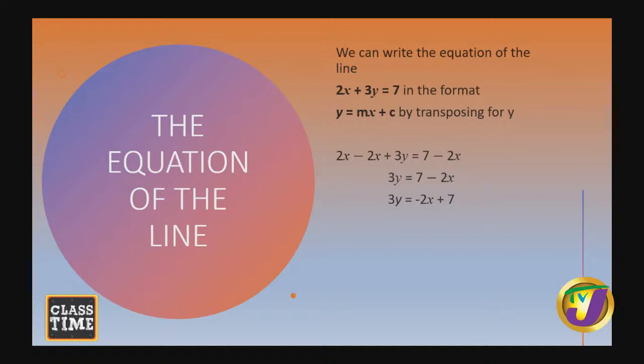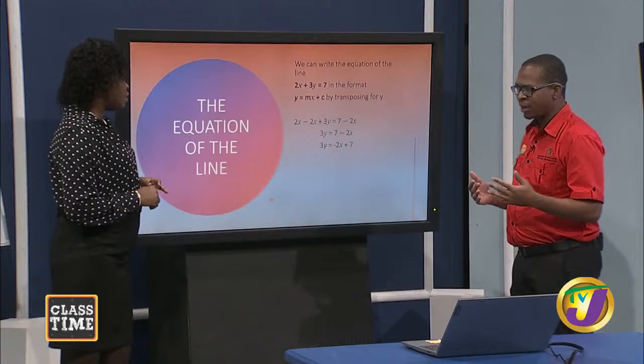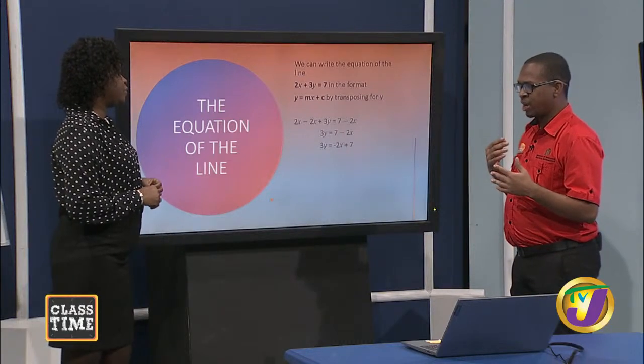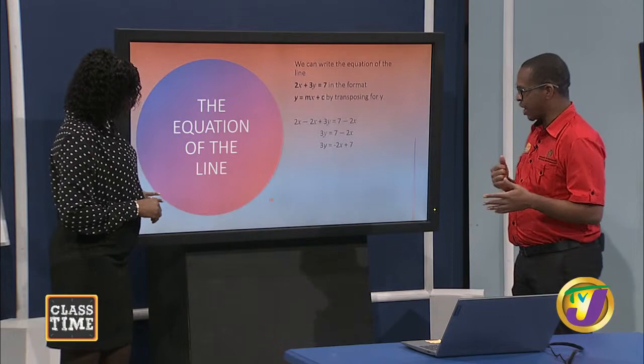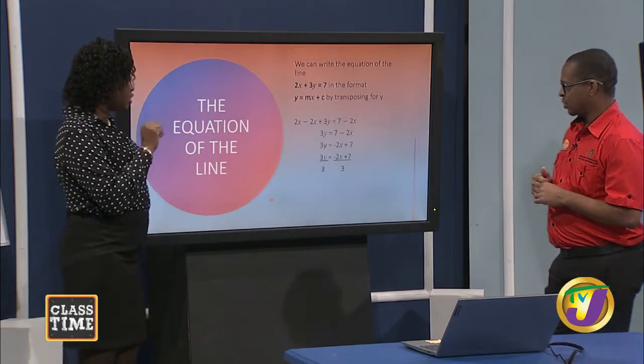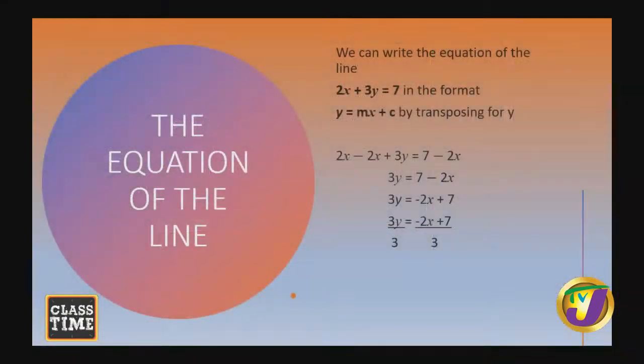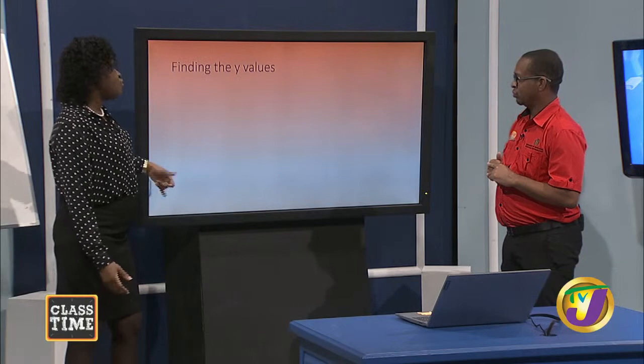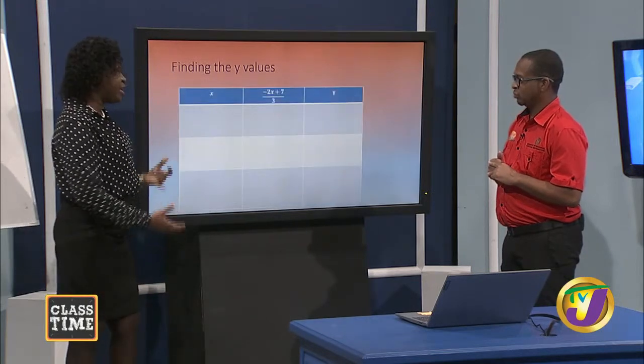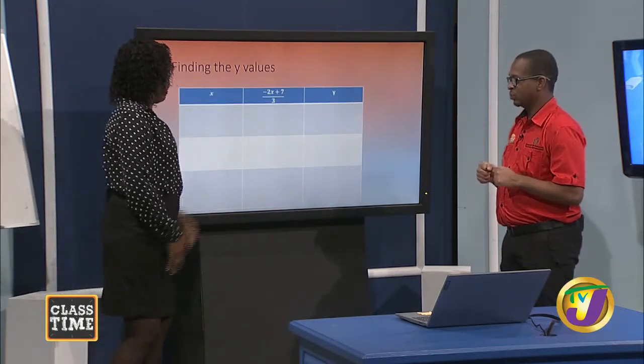I'm thinking 3y is 3 multiplied by y. Yes. So we would have to do the inverse operation, which would be division. So we would therefore divide both sides of the equation by 3, and that would then isolate y. So we'd have y equal negative 2x plus 7, all divided by 3. All right. So we have transposed this linear equation to the slope-intercept form. So using that equation, again, we can find values and plot graphs.